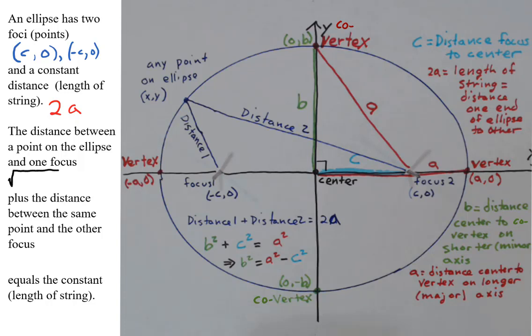The distance between a point on the ellipse and one focus, well, that's the distance formula, so we want the square root of the sum of the squares of the difference in x coordinates and the difference in y coordinates. If our point on the ellipse is (x, y), that gives us the square root of (x minus c) squared plus (y minus 0) squared as the distance between the point (x, y) and the focus (c, 0), plus the distance between the same point and the other focus. So our point is still (x, y), but our focus is now (negative c, 0) instead of (c, 0). This equals the constant, which is the length of the string, 2a.